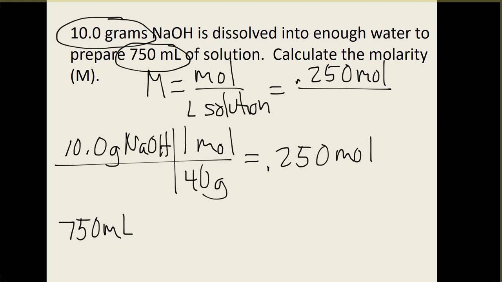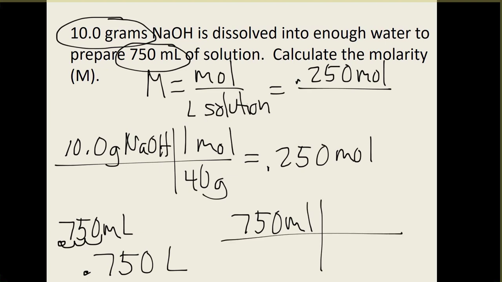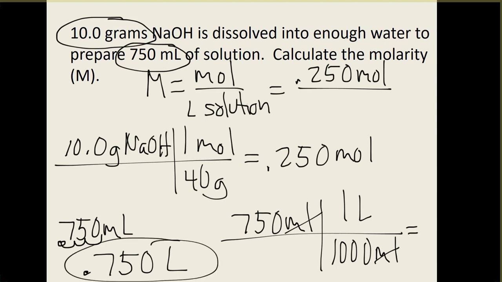There are 2 ways to do this. One way is to move your decimal over 3 places: 1, 2, 3. So that would be 0.750 liters. The liter unit is much larger than milliliters, so when you're going from milliliters to liters, the number goes smaller because liters are so large. If moving the decimal makes you uncomfortable, you can work it out by dividing by 1,000. 1 liter is equal to 1,000 milliliters, so 750 milliliters divided by 1,000, I'm going to get the same answer, 0.750 liters.